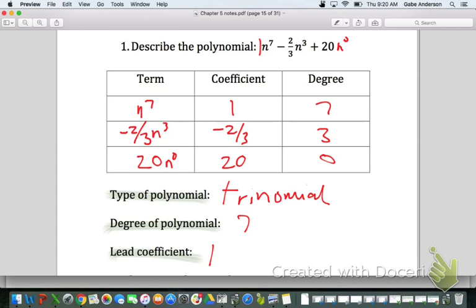Yes, sir. So to find the lead coefficient, it has to be in descending order? Yes. It's like alphabetical. You either have to do it mentally or on your paper, one of the two, but you've got to identify the descending order, and then you can see your lead coefficient clearly.